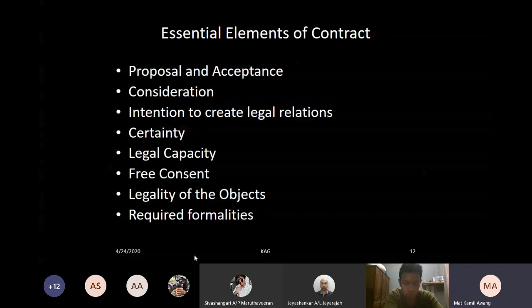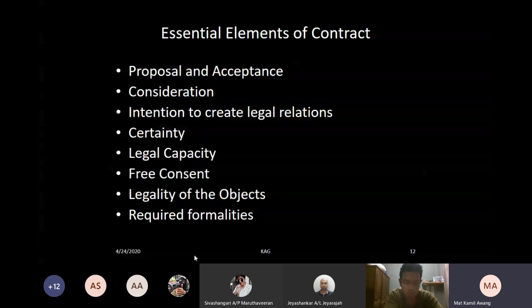The third essential element is the intention to create legal relations. That you want it to be legally binding, whether it's a written contract or verbal contract, that it must be legal. It has to be a legal relation.